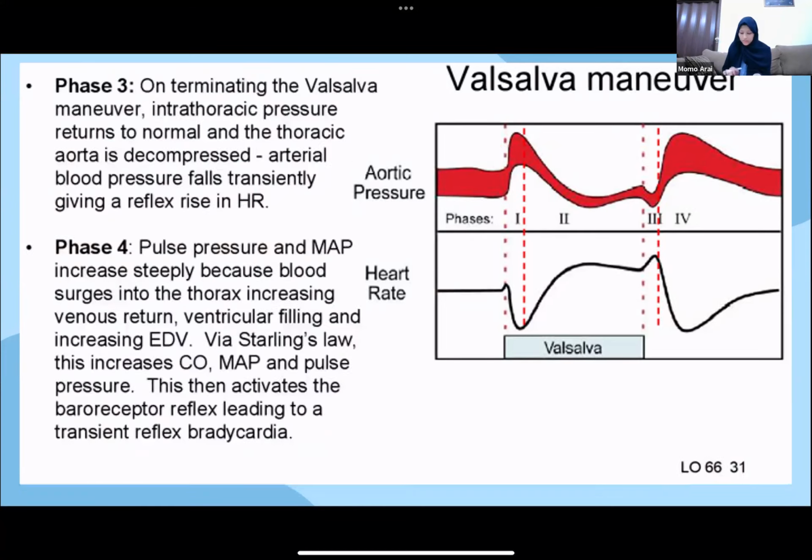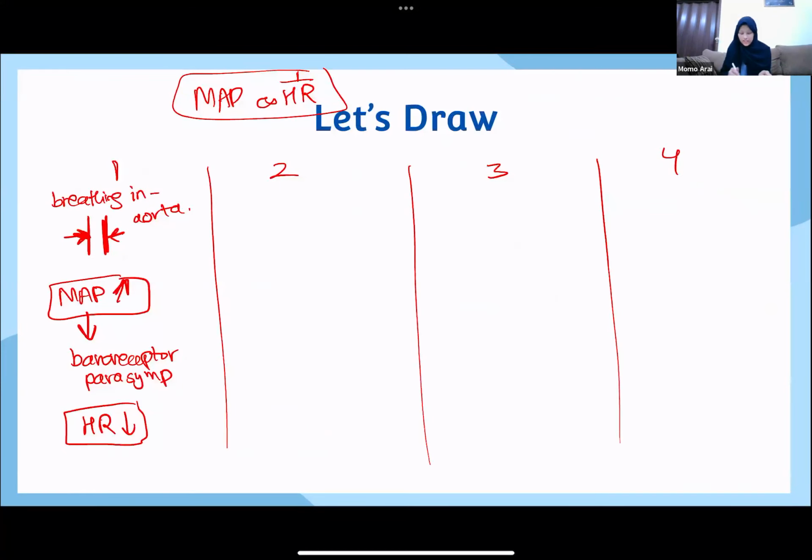Now let's go to phase two. Because of this decrease in heart rate here, what happens to MAP now because of this reflex? Now it's not increasing anymore, right? It's decreasing. Does that make sense? Okay, good. So the baroreceptor reflex in phase one makes heart rate go down.